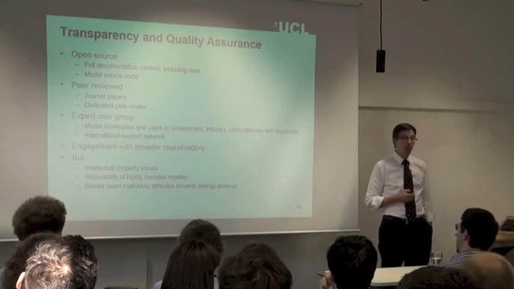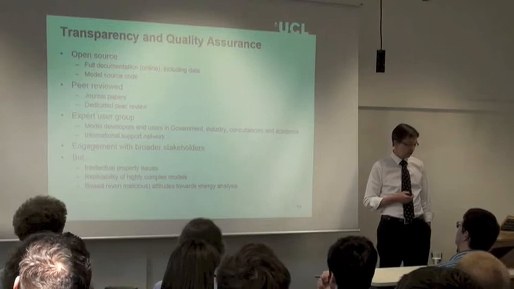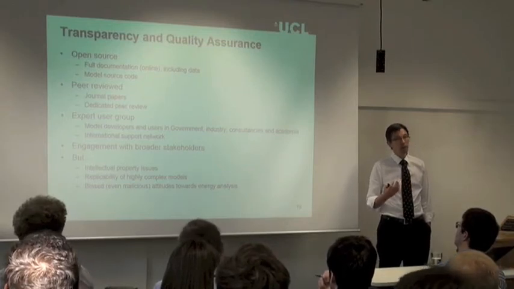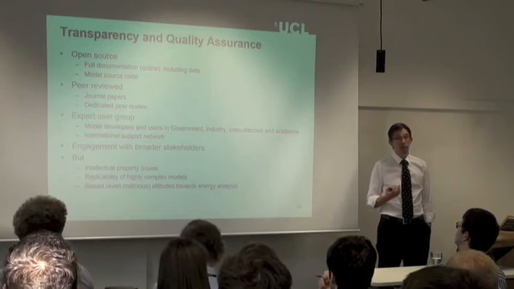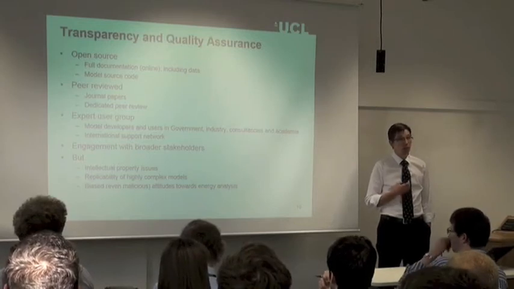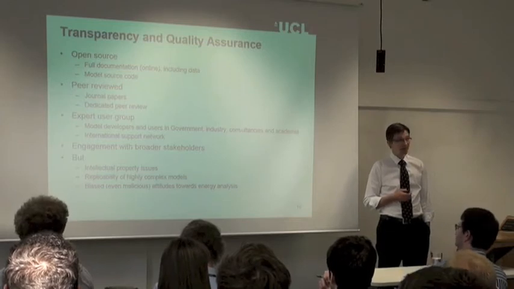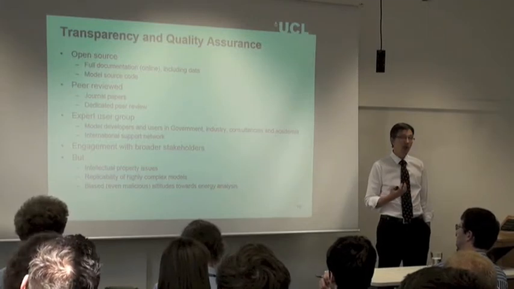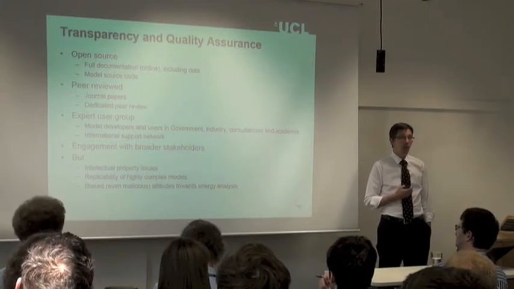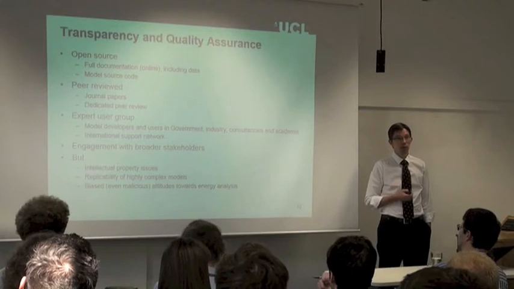You need to engage with broader stakeholders, even though that may be difficult if these stakeholders have very different views from you. But there are limits to transparency. Models are valuable things. They are intellectual property. So you have to worry about that when UCL wants to make money from consulting projects, for example. They are highly complex. They are difficult to use. We have models that take you 6 months before you can do anything useful with them. So you can't just give a model and expect someone to replicate it.